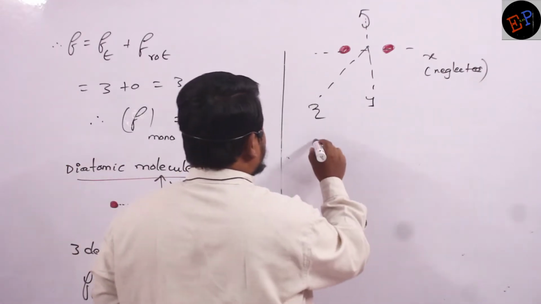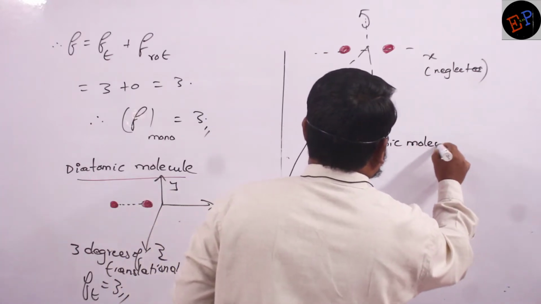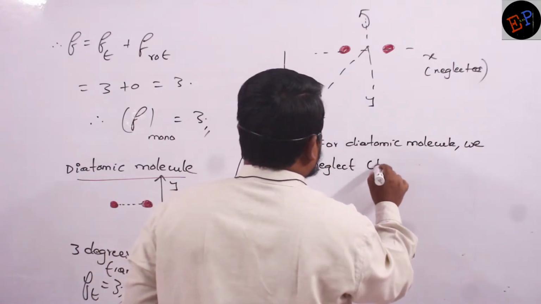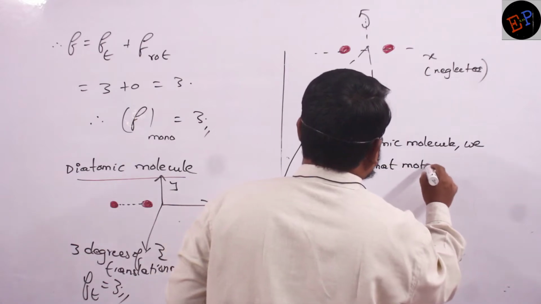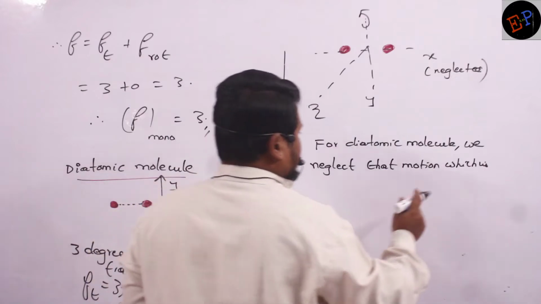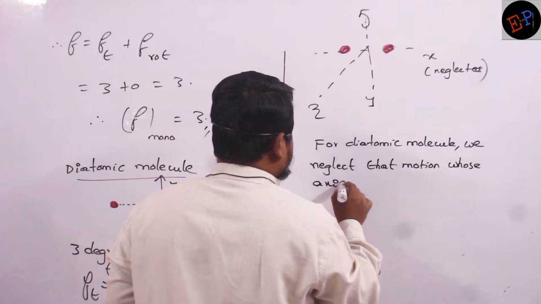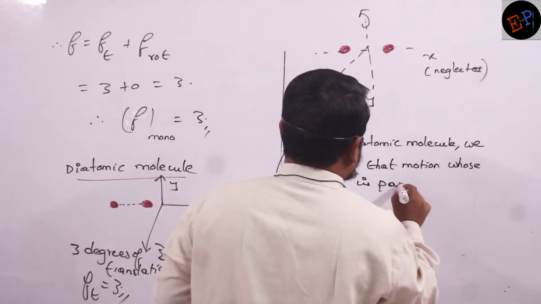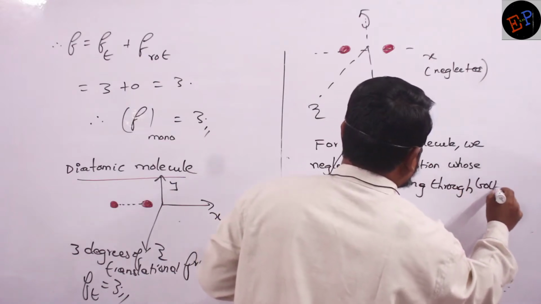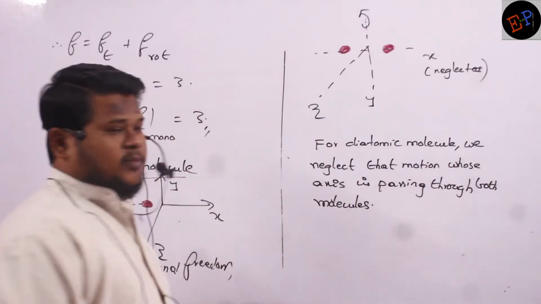So what we write for diatomic molecule: we neglect that motion whose axis is passing through both molecules. So that degree of freedom we will neglect. Are you able to understand?